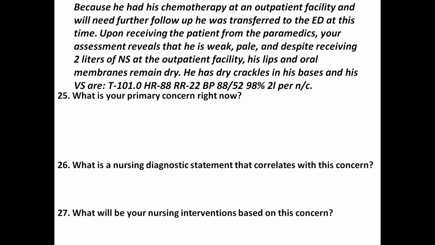Upon reviewing the patient from the paramedics receiving him, your assessment reveals that he is weak, pale, and despite receiving 2 liters of nasal cannula at the outpatient facility, his lips are oral and his membranes are dry. He has crackles in his bases and his vital signs are 101, respiratory rate 22, blood pressure, oh, he sure jumped around, didn't he? Now he's 88 over 52 and 2 liters per nasal cannula.